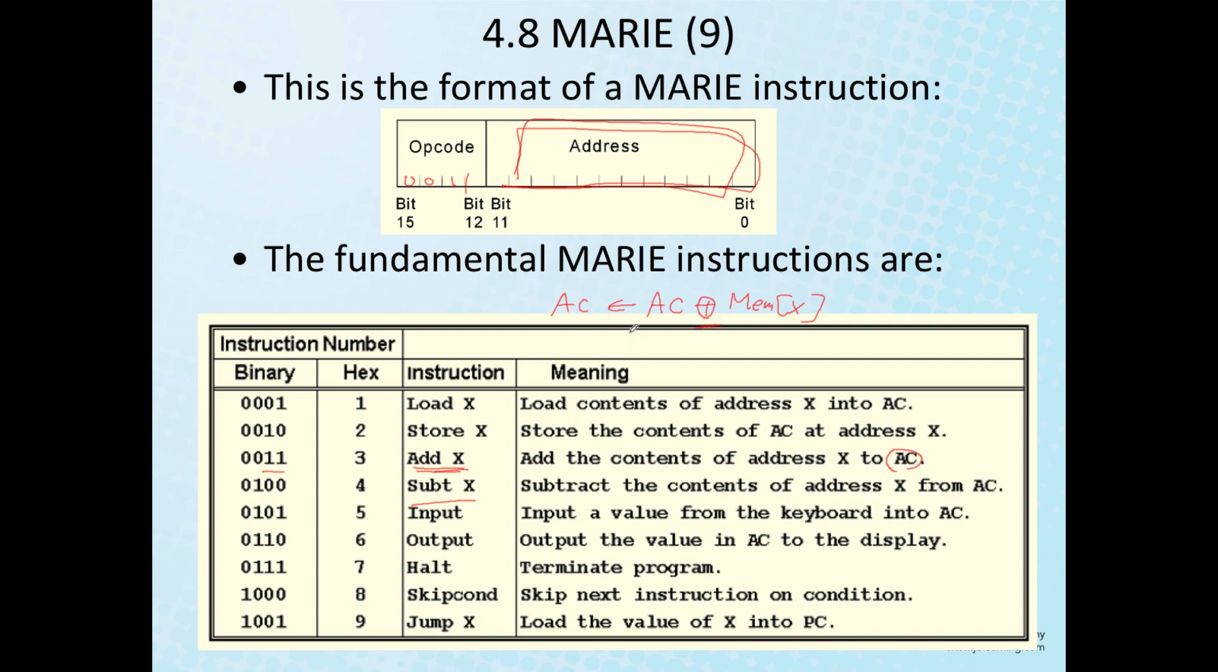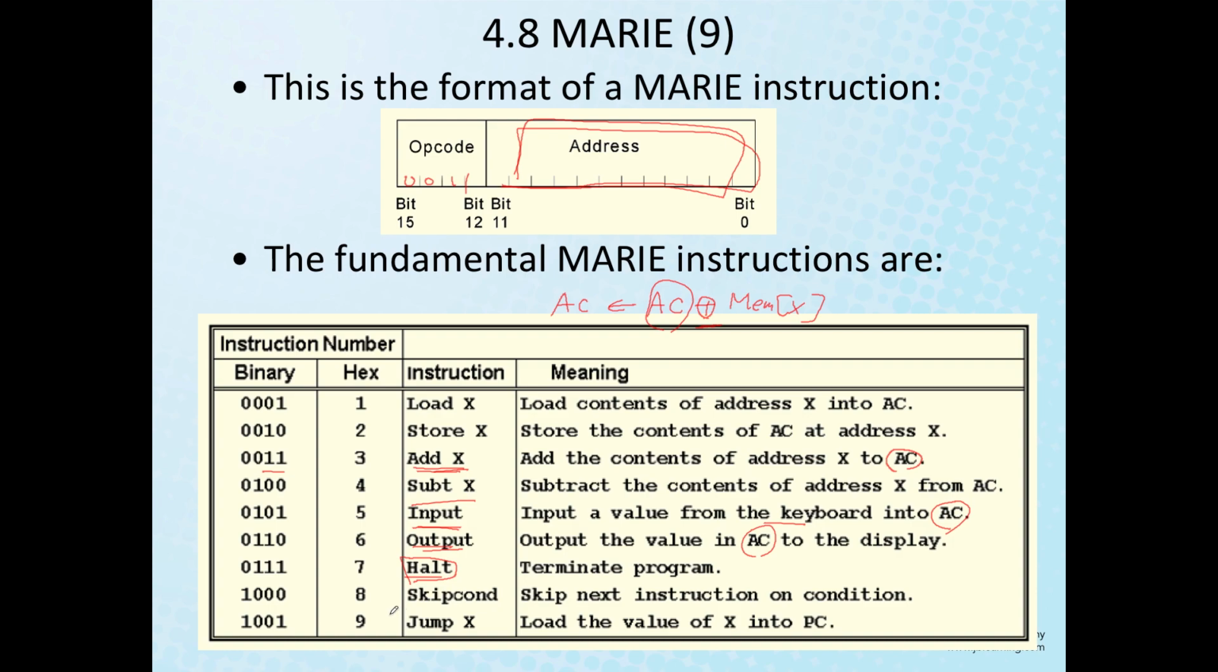As you can see, when you need two data in any of the instructions, the accumulator is one of the two data. The input and output is a very simple read from the keyboard or show the value on the display. Always it's into the accumulator or from the accumulator. That's input and output. Halt simply stops the program, which indicates the end of the program execution.